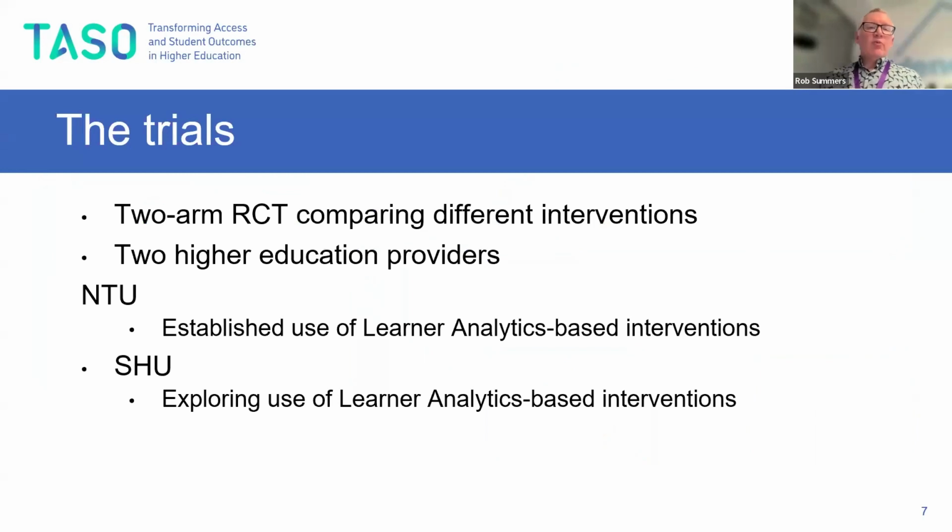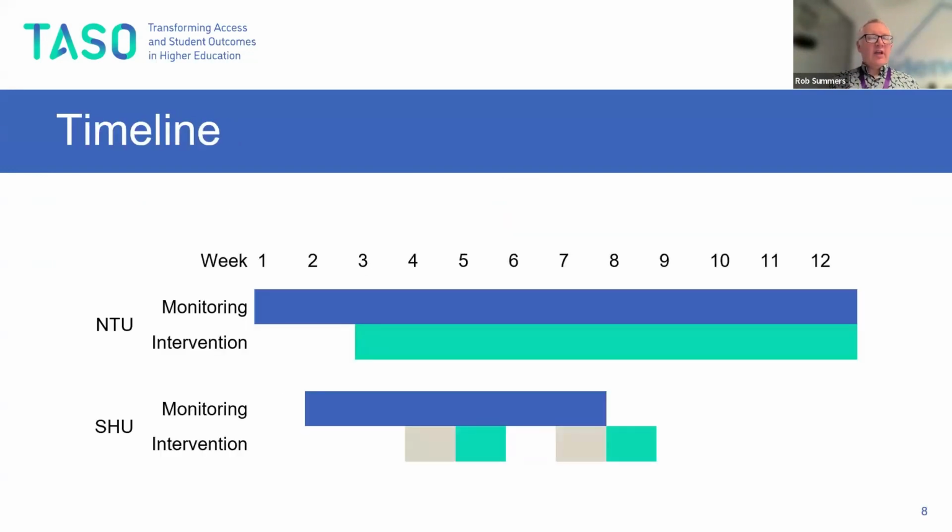So the trials here were testing two different interventions, an email-only intervention and an email plus phone call intervention. And as I said before, we had two higher education providers: NTU, who are established users of learner analytics-based interventions, and Sheffield Hallam, who were at the time exploring the use of learner analytics-based interventions. This was a rapid randomised control trial run in the autumn of 2022.